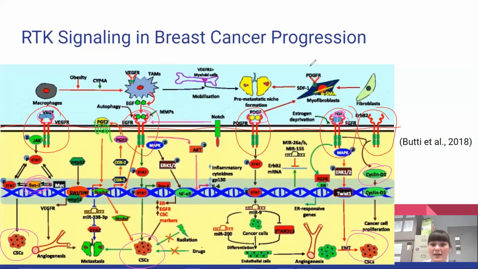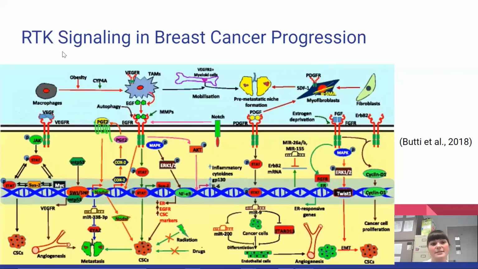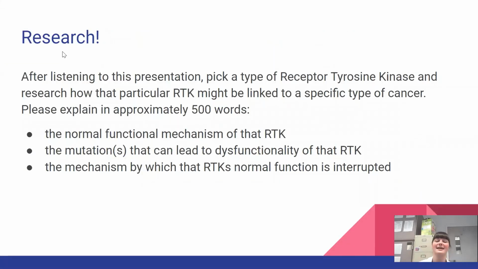Now, given all of that information, given that there are so many pathways and so many different RTKs, what I would have my students do after looking at a diagram like that is do their own research. I would have them pick a type of receptor tyrosine kinase, any particular type. Now, if they're younger students, if they were in an AP class in high school, I would give them a list to pick from. If they were older students, college students, I would have them look up their own. But ultimately, what I would want them to do would be research how that particular RTK might be linked to a specific type of cancer.